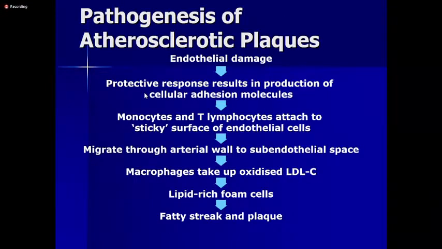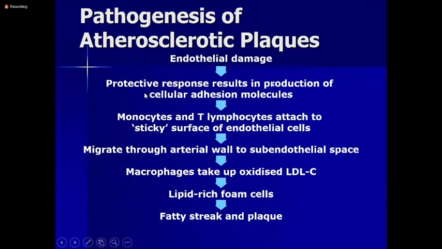So this is a slide that summarizes the pathogenesis of atherosclerosis, and then I'll show it in pictorial form in the next two slides. This is the so-called endothelial damage theory of atherosclerosis. So you have endothelial damage from all those risk factors we've talked about. When there is endothelial damage, as always, the body attempts to protect itself.